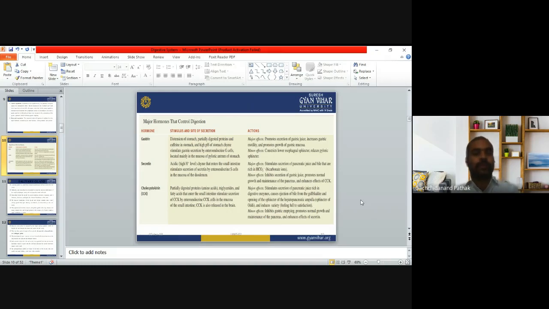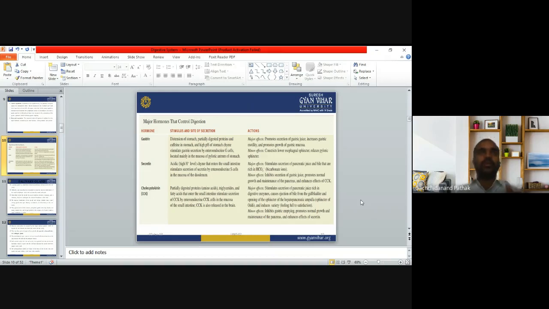Okay, so when the acid comes into the small intestine, which has an alkaline nature, the secretin will be activated. When the duodenum becomes acidic, the secretin is activated. What does secretin do? Secretin causes the stimulation of pancreatic juice and bile.